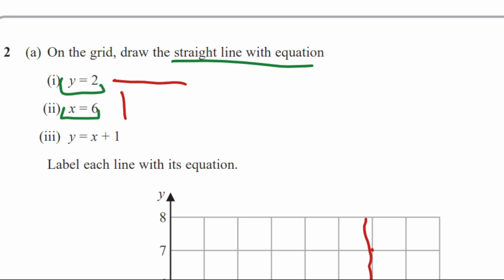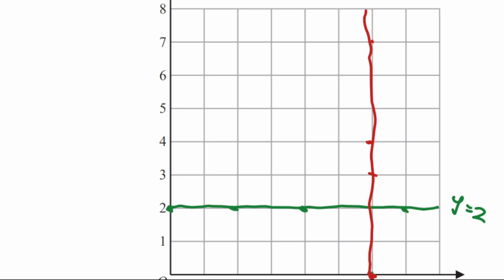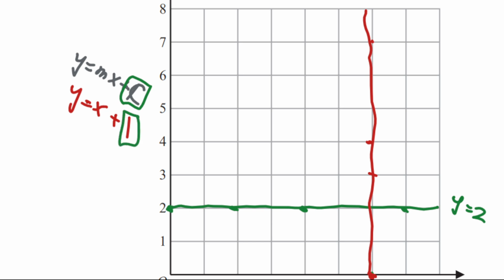Now, how do we graph y equals x plus 1? Let me first write it down next to the grid. Y equals x plus 1. We graph this by using the slope-intercept form. Y equals mx plus c, right? C is the y-intercept. C is where the line crosses the y, so it's 1. So we know we have 1 point here at y equals 1.